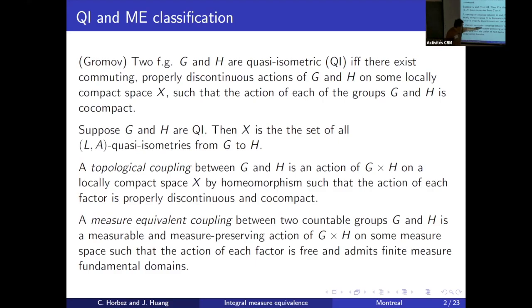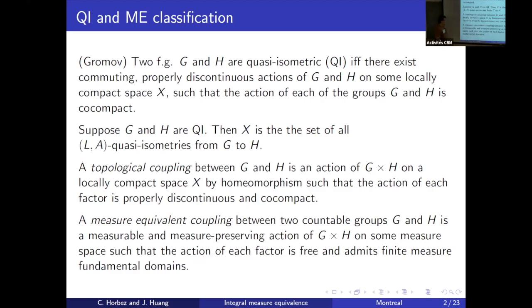So we define a measure equivalence coupling between two countable groups. Notice that here I'm switching from finitely generated groups to countable groups, so the countable groups don't have to be finitely generated. A measure equivalence coupling is basically a commuting action, G times H, on some measure space. Now instead of acting by homeomorphisms, I want the action to preserve the measure. Instead of the action being properly discontinuous, I want the action of each factor to be free. And instead of the action being co-compact as in the topological case, I just want the action to have a finite measure fundamental domain. This would be the most naive thing to write down if you just want a measure theoretical version of that.